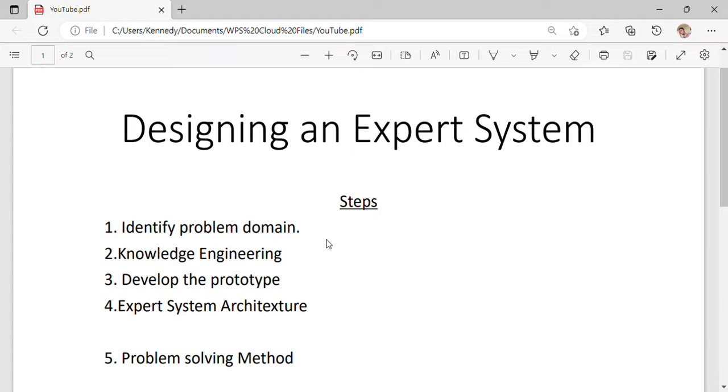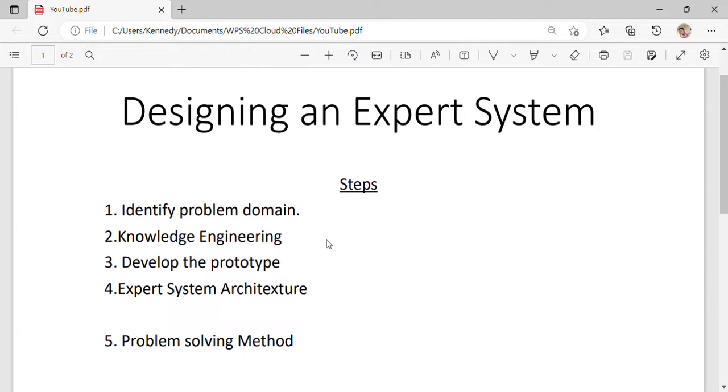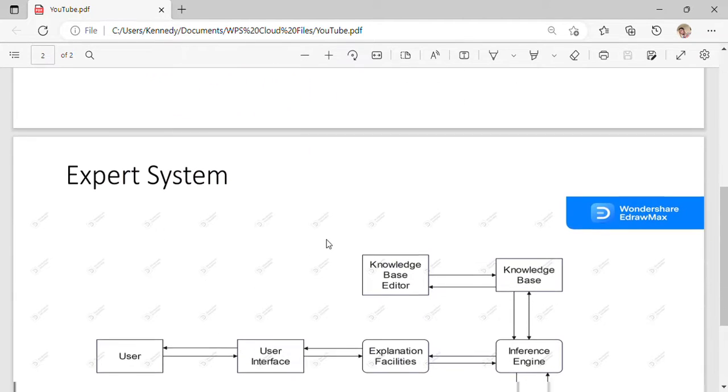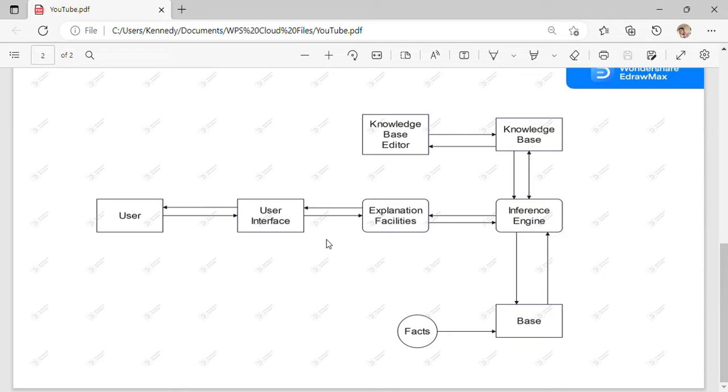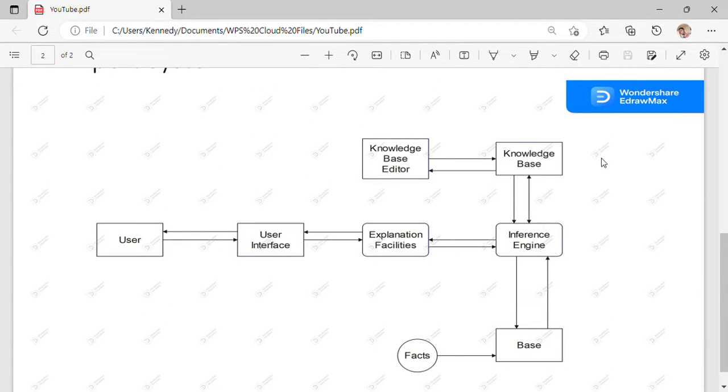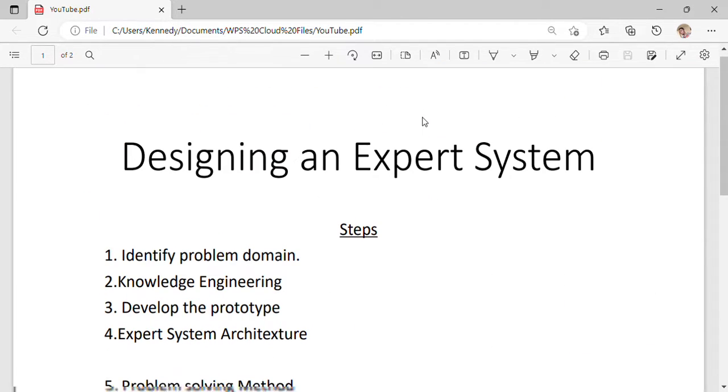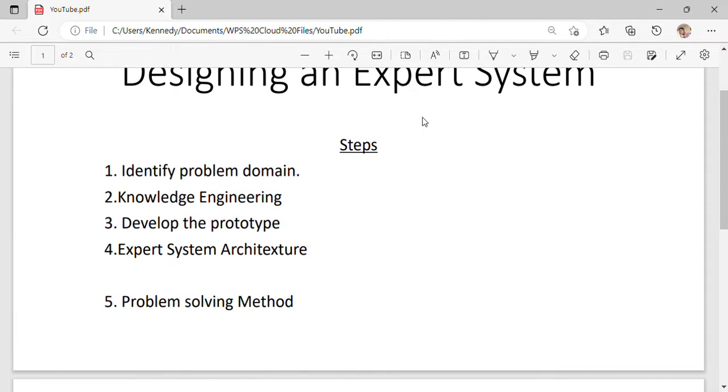So I'm going to take you through the design of an expert system, right? I just have some steps and the architecture of our expert system, okay? I drew it using Wondershare EdrawMax, okay? So let's get down to business now.